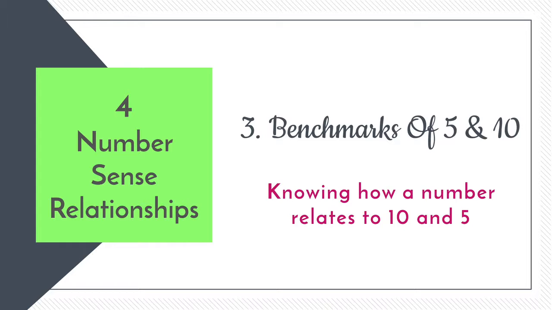The third number sense relationship that Van de Walle talks about is the benchmarks of 5 and 10. This is important because we are a base 10 system and 2 5s make up a 10. So it's really important that kids understand how numbers relate to those benchmarks of 5 and 10. And I'll give you a little bit more insight into that one because that's the one we're going to dig a little bit deeper into in just a few minutes.